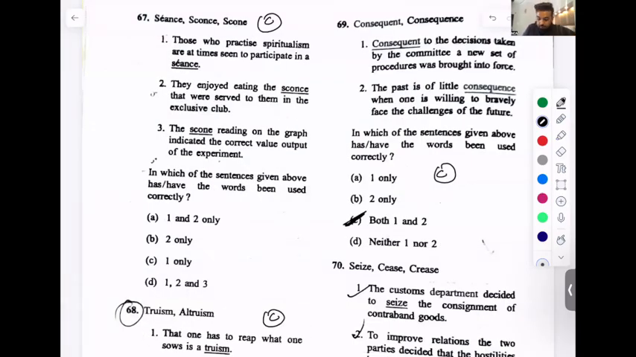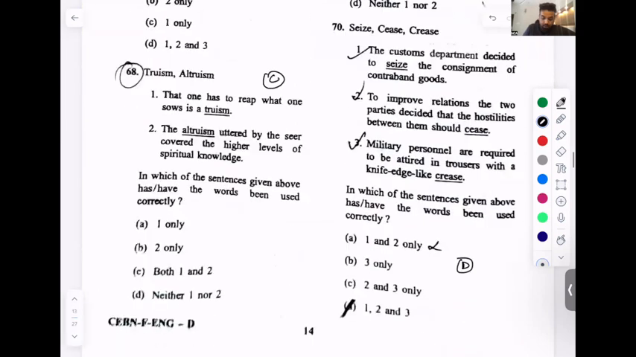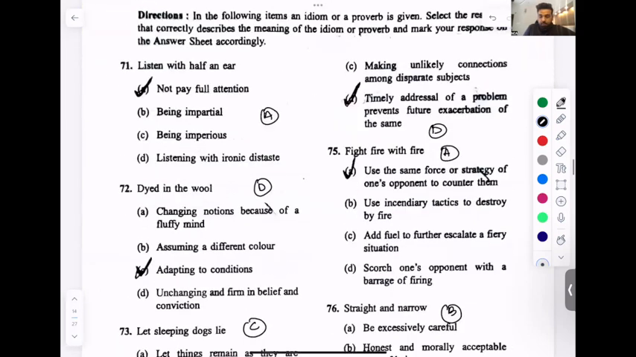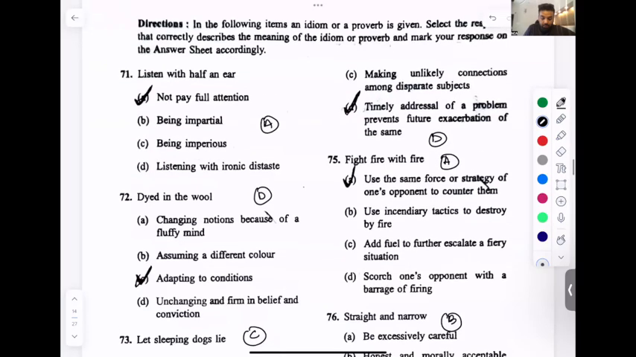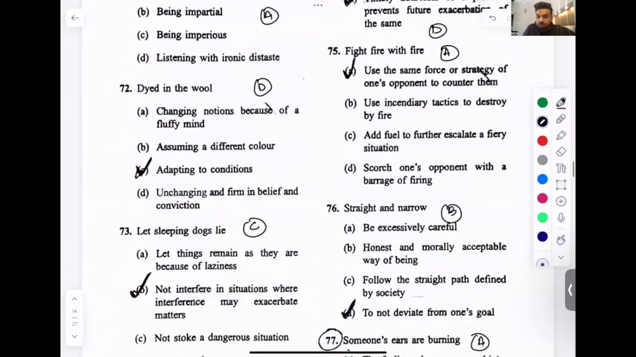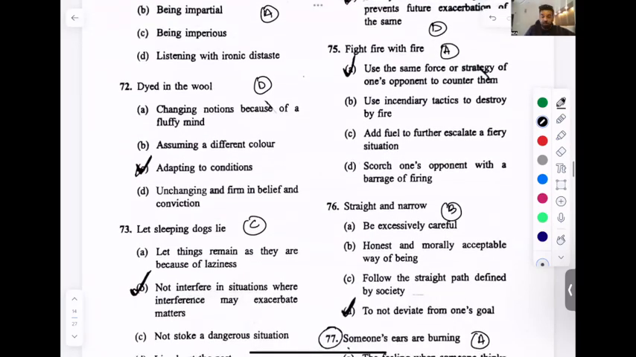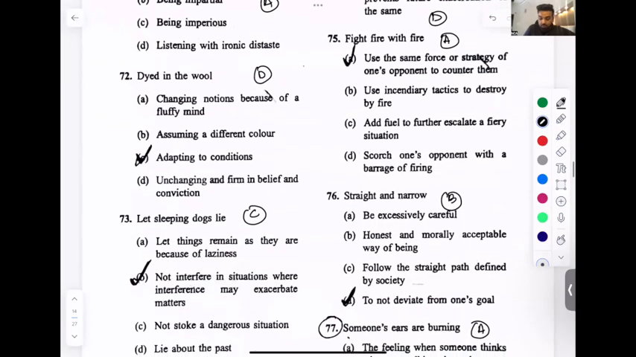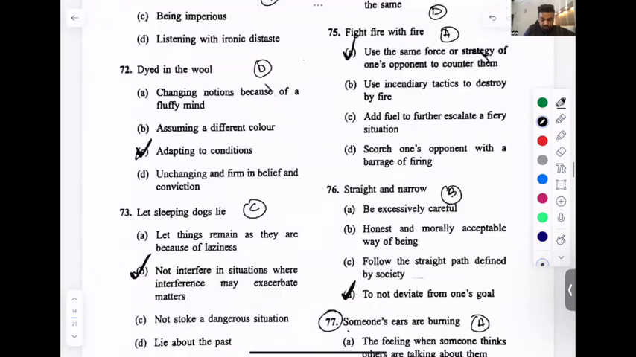69th would be Charlie. Next, 70th would be delta. Now this is idiom phrases, simple. Listen to the half here. Alpha, diehard, unchanging and firm in belief. Let sleeping dogs lie. What does it refer to? Not to interfere in the situation. Charlie. 74th, a stitch in time saves nine.